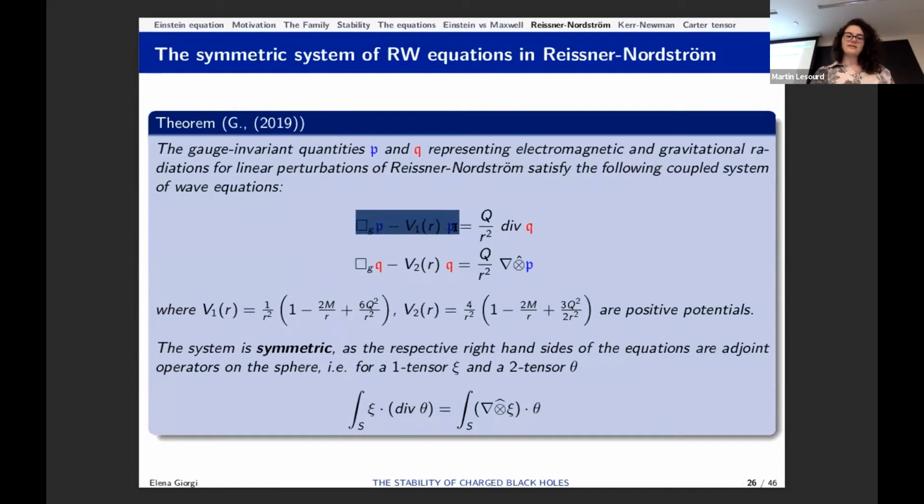So you see on the left-hand side, you have the Regge-Wheeler equation, and on the right-hand side, you have precisely the source that I was talking about, the divergence and the symmetric angular term, and the potentials are some positive potentials. And why am I saying that this system is symmetric? Well, because the right-hand side are adjoint operators on the sphere. So you can integrate by parts using the divergence and the symmetric tensor.